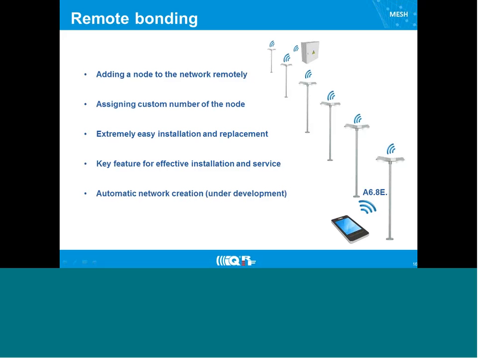This concept of the remote bonding also allows absolutely excellent thing, which is called automatic network creation. So basically, you don't have to do the bonding manually, but what you can do, you can actually install all the lamps or install all the home automation, and then just push a button, and the network will be created itself.